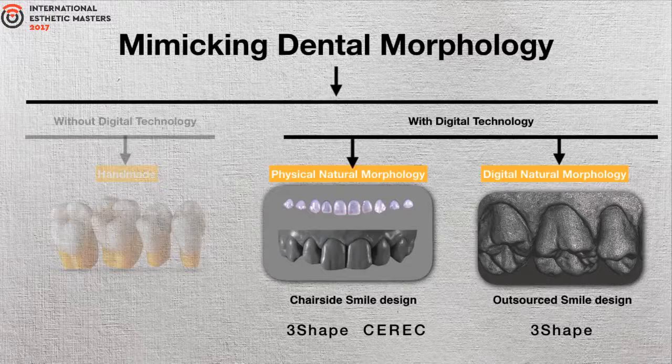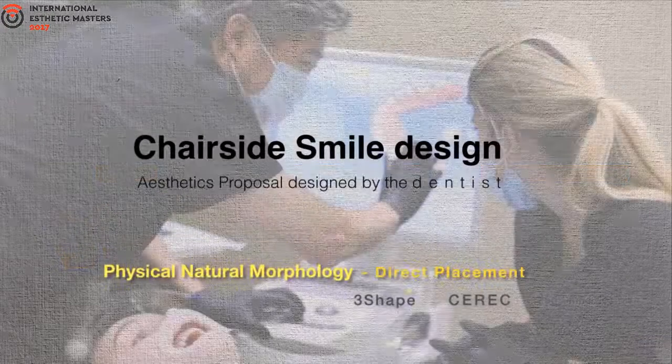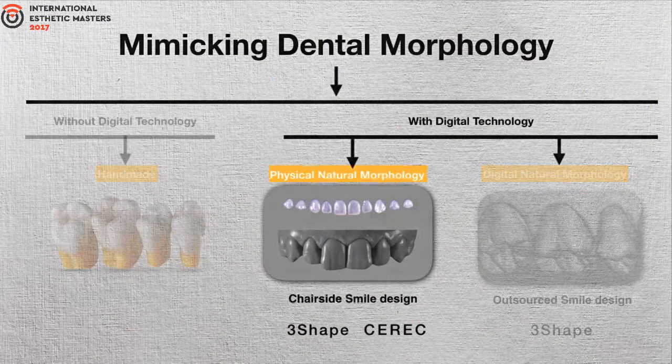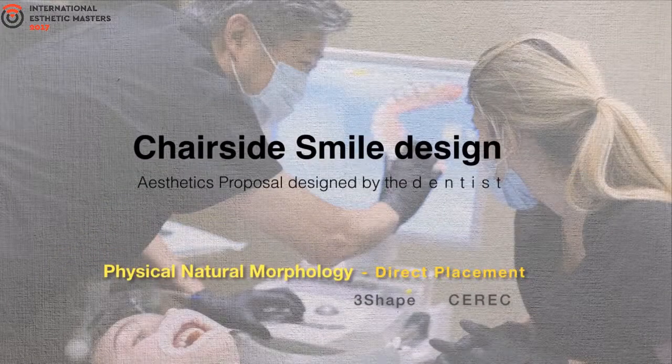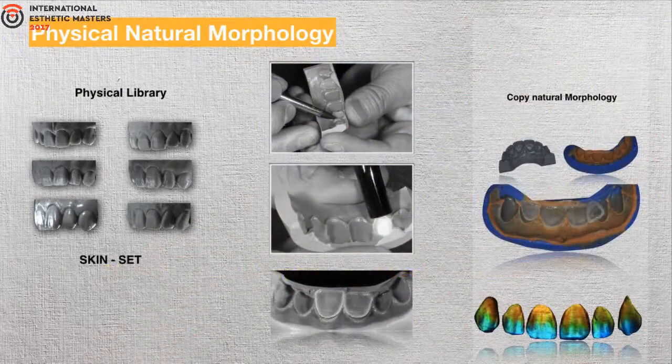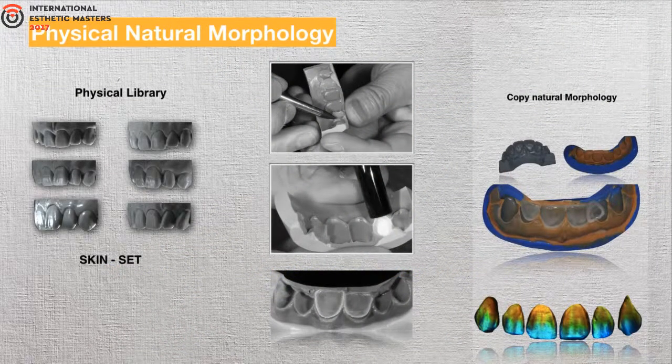In this process, the aesthetic proposed is about the chairside smile design workflow. In this process, the aesthetic proposed is designed by the dentist using a physical natural morphology model. About this physical model extracted from real dentition, its texture and anatomy can be replicated with a polyvinyl siloxane impression.